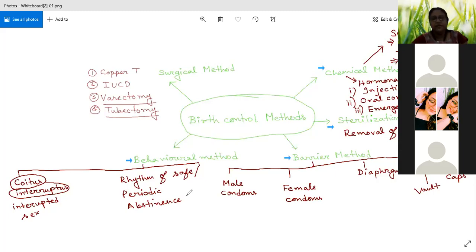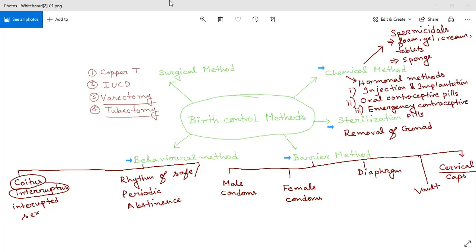Can anyone tell me what are the phases of the menstrual cycle? Who is going to tell me the phases of the menstrual cycle? I want to hear from you. Can I expect this time Kausha to speak or Kashish? Nakshatra, Siddhant, Prachi. Prachi, can I hear this from you?